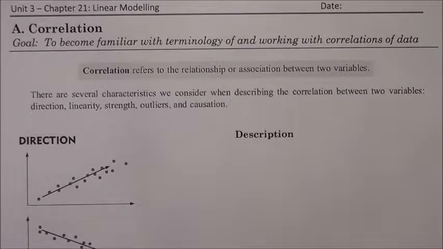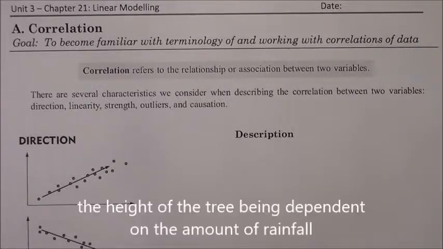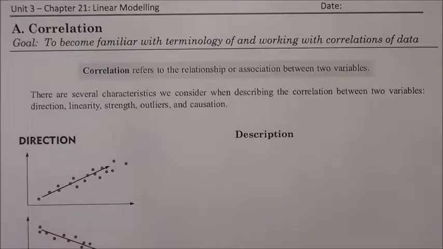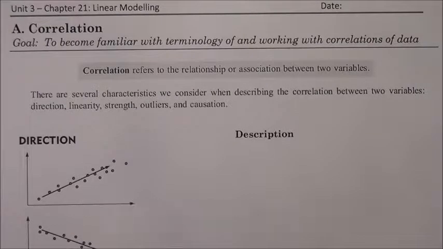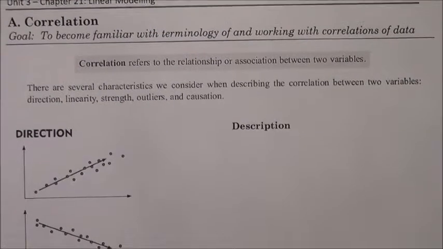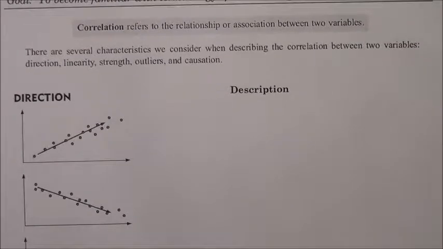We can talk about the height of a tree compared to the amount of rainfall. We can talk about the distance somebody jumps in relation to their height. We can talk about perhaps or show a graph of the number of baskets sunk in relation to the distance from the basketball hoop, etc. So there's all kinds of relationships that we can graph. And so today we're going to be talking about the correlation between those variables.